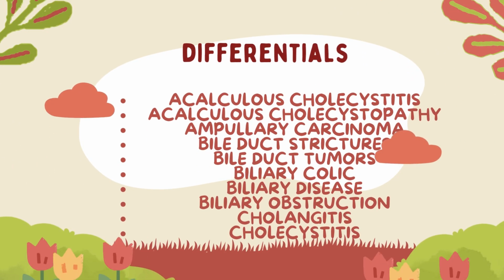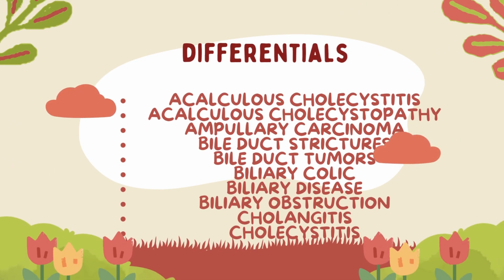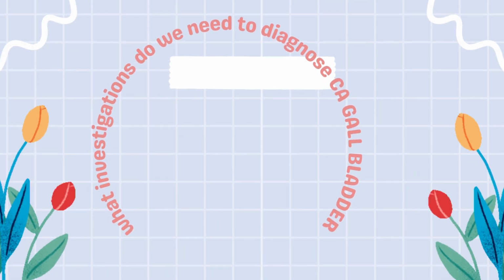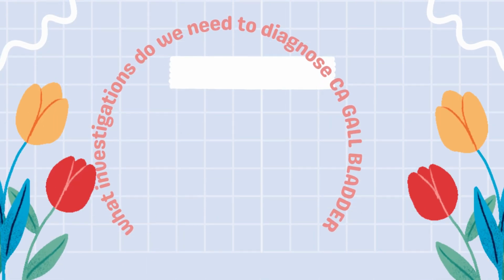What are the differentials in patients presenting with right upper quadrant pain and similar signs and symptoms? These are acalculous cholecystitis, acalculous cholecystopathy, ampullary carcinoma, bile duct stricture, bile duct tumor, biliary colic, biliary disease, biliary obstruction, cholangitis, and cholecystitis. So, what investigations do we need to diagnose CA gallbladder?